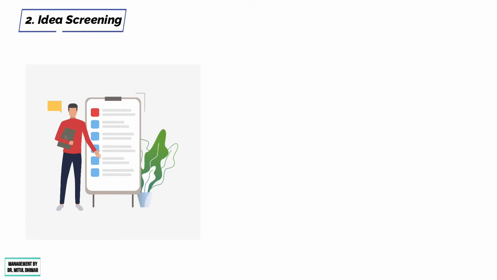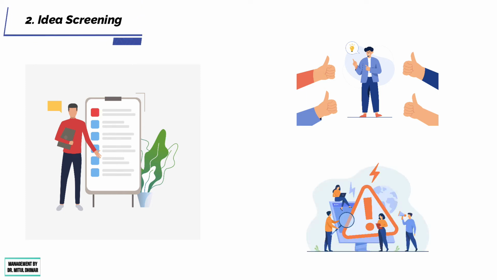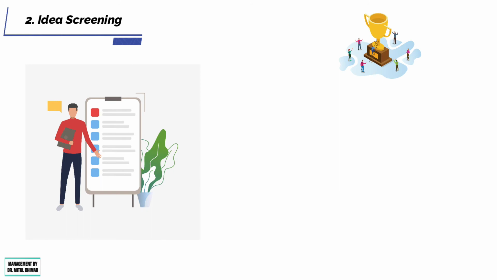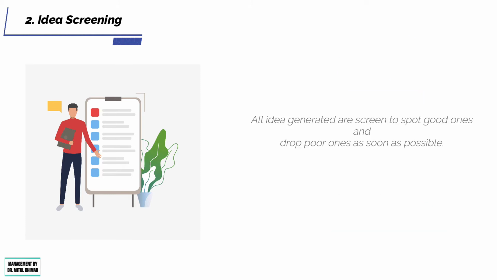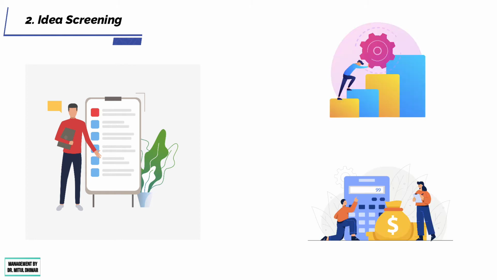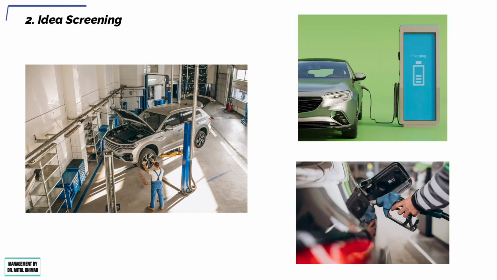Step number 2, idea screening. With your list of potential new product ideas, you now need to decide which ideas to pursue and which to discard. For this purpose, you need to consider your competition, your existing products, their shortcomings and the needs of your market. In other words, all ideas generated are screened to spot good ones and drop poor ones as soon as possible. Because if a poor product idea is allowed to pass the screening stage, it wastes efforts and money in later stages until it is abandoned. For example, an automobile company can start manufacturing electric instead of diesel cars, considering cost and future demand.